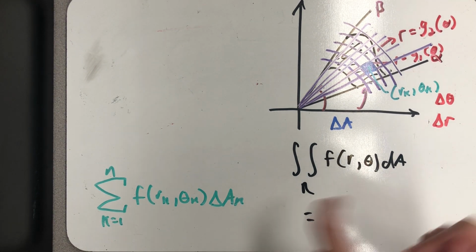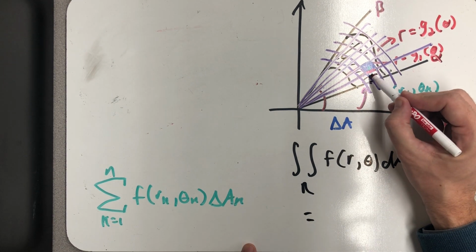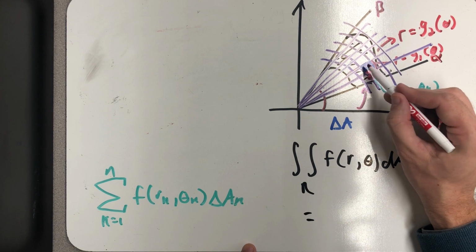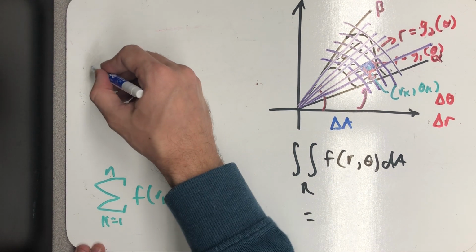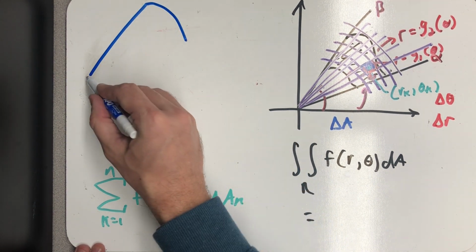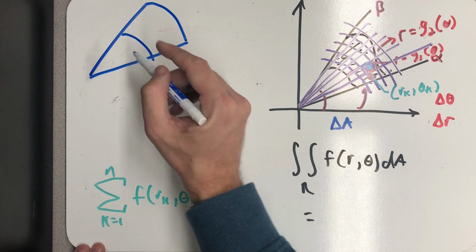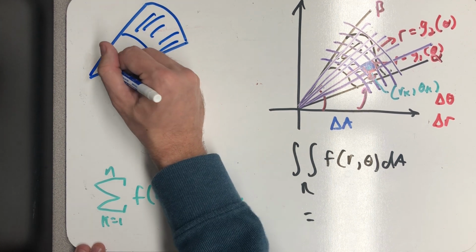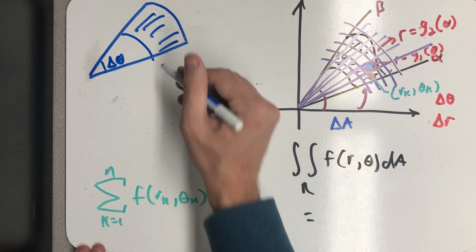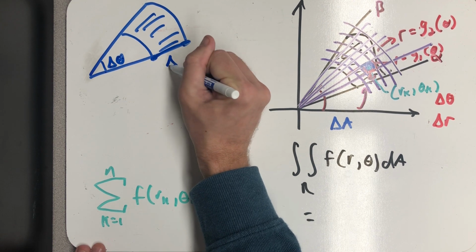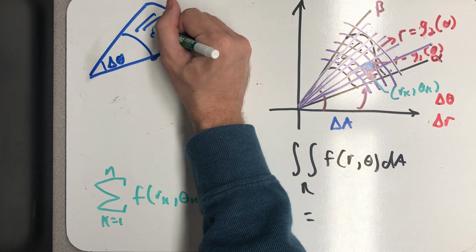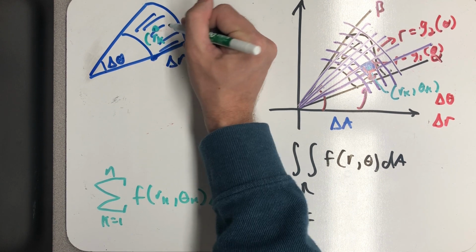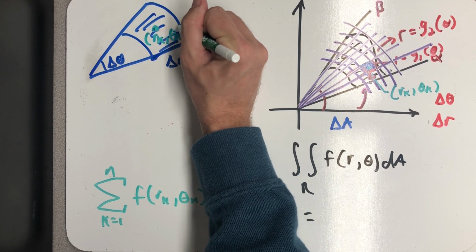So I know this distance is delta r, and this angle of rotation is delta theta. So what I'm going to do is I'm going to imagine zooming in on that little blue annular sector. So this is the area I'm trying to find. The angle here is delta theta. This distance is delta r, and I've taken a point in the middle to be rk theta k.